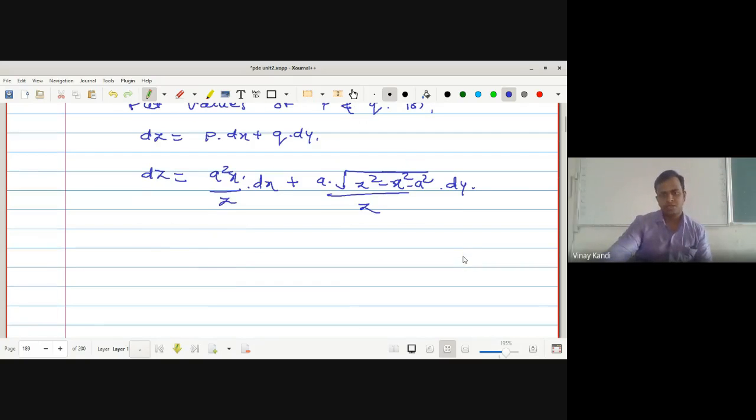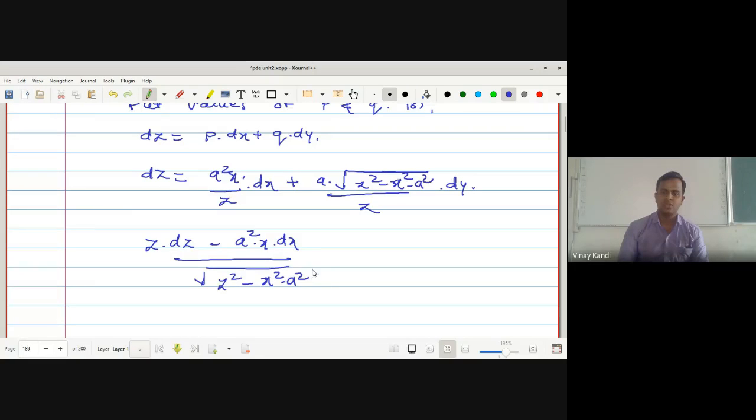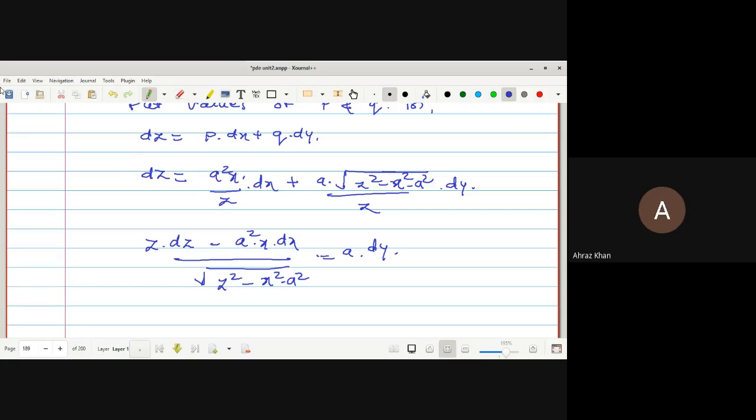Integration solves z dz minus a square x dx upon square root of z square minus x square into a square. Here a is equal to a dx dy. Is it correct after simplification? Yes, sir. Okay.